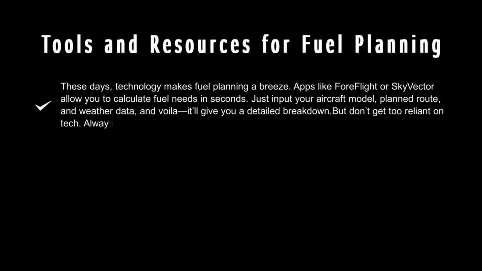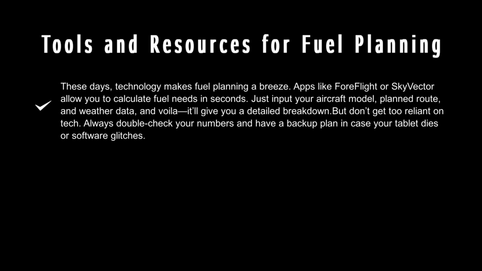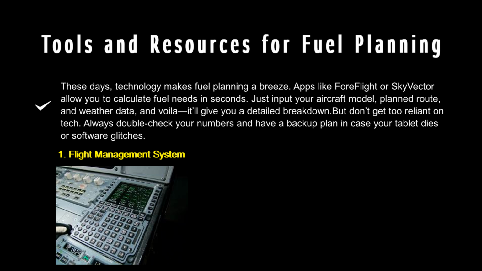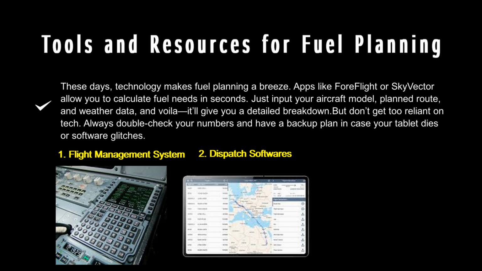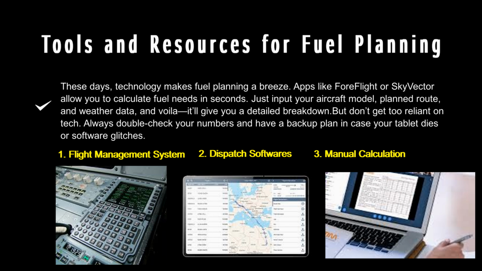Tools and systems for fuel calculation. Modern flight planning tools and systems streamline the process. 1. Flight Management System, FMS. Onboard computers calculate fuel requirements dynamically based on route and current conditions. 2. Dispatch software. Ground-based systems generate flight plans with fuel calculations using real-time weather data and route optimization. 3. Manual calculations. Pilots or dispatchers can use manual methods for backup, relying on tables, charts, or formulas.